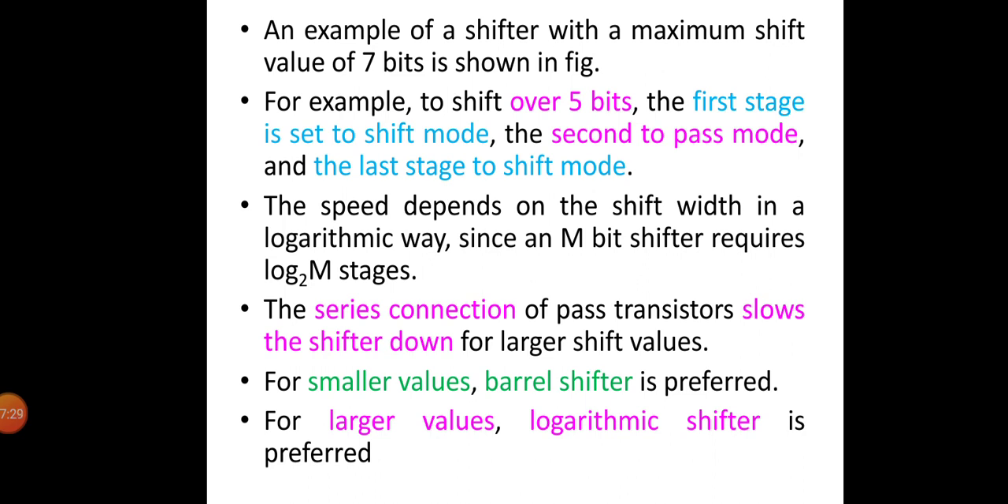Furthermore, the series connection of pass transistors slows the shifter down for larger shift values, so a careful introduction of intermediate buffers is necessary here. In general, we conclude that a barrel shifter is appropriate for smaller shifters, while for large shift values the logarithmic shifter is more effective in terms of both area and speed. Furthermore, the logarithmic shifter is easily parameterized, allowing automatic generation. The most important concept is that regularity in an arithmetic operator can lead to dense and high-speed circuit implementation.